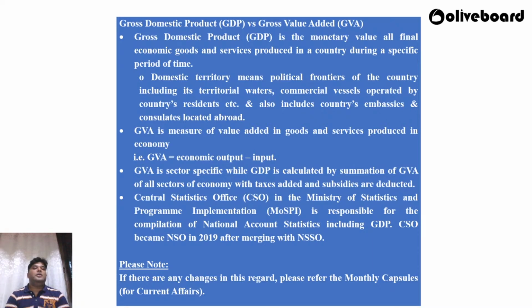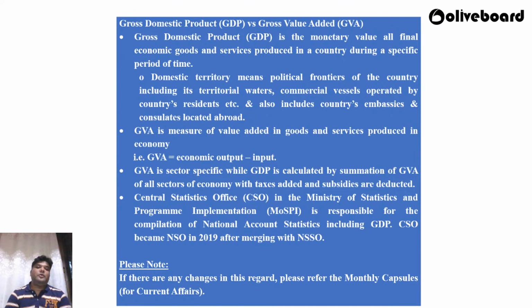Now what is GVA? GVA is a measure of value added in goods and services produced in the economy. So GVA is equal to economic output minus economic input, right? Meaning from the output, if you subtract the input, that is your gross value added. Now what does this mean? It's a simple thing. Say suppose you are producing mango juice.